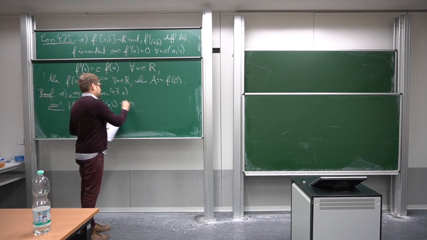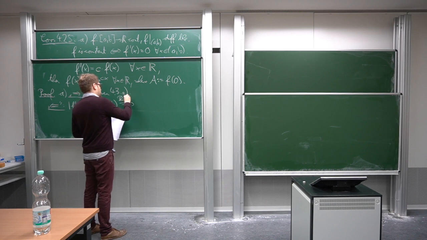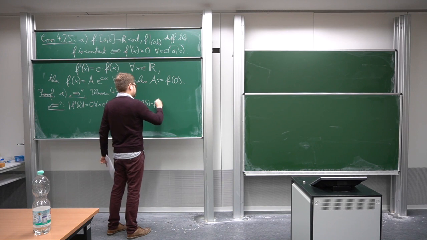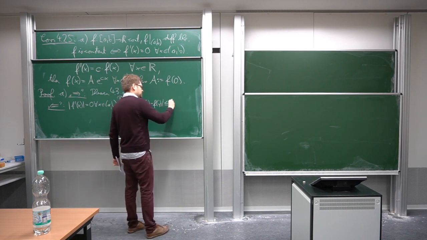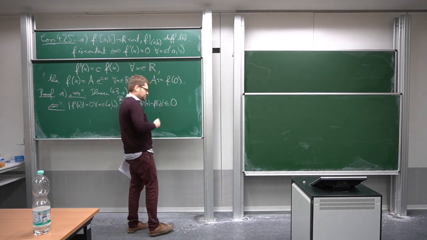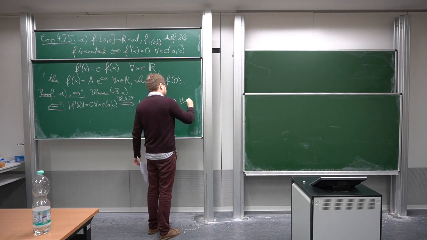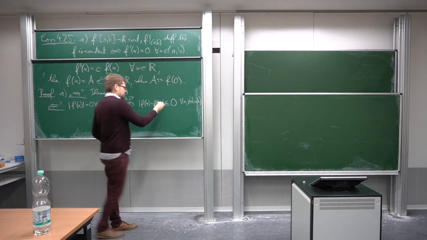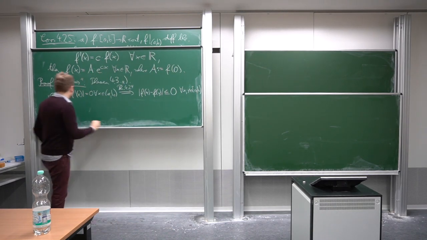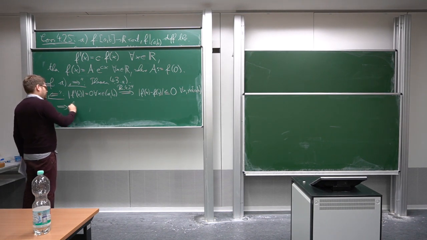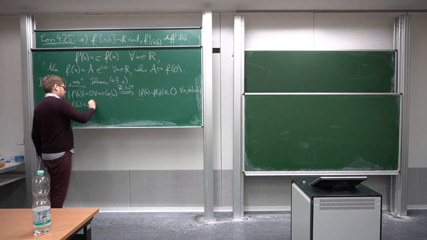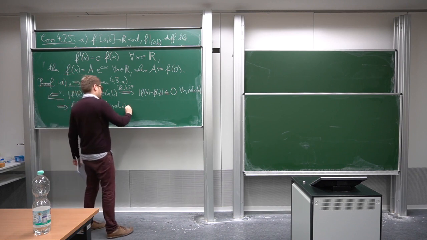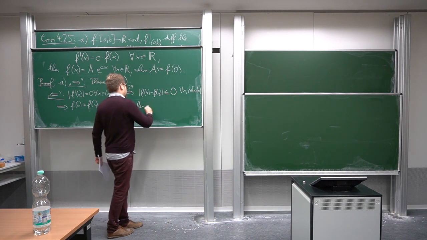So this means by theorem 4.2.4 that the absolute value of f of x minus f of y is smaller than or equal to 0 times something, but this doesn't matter because there's a 0 here, for all x, y in (a, b). But of course this can only be 0 if the inside here is 0, and so this means f of x is equal to f of y for all x and y in (a, b), and this of course means that f is constant.